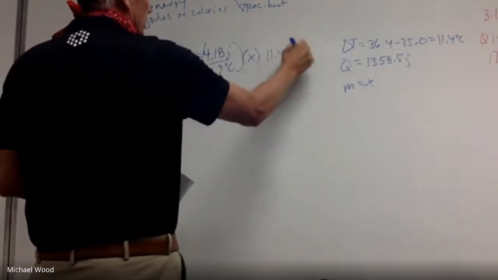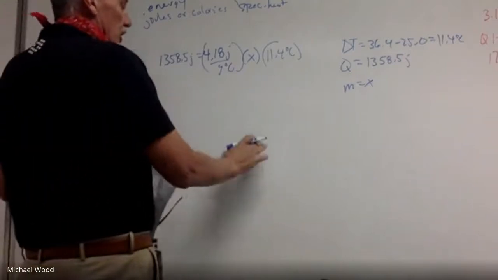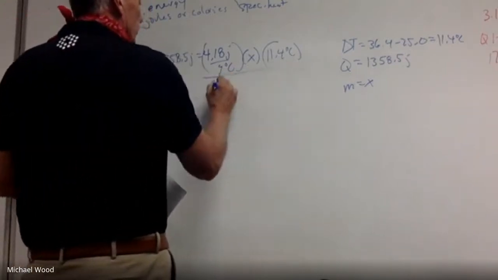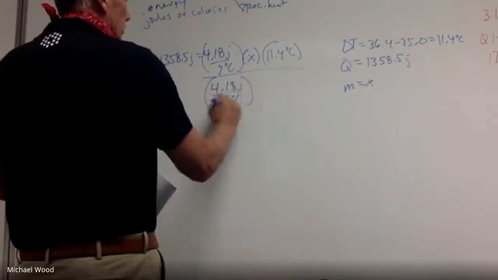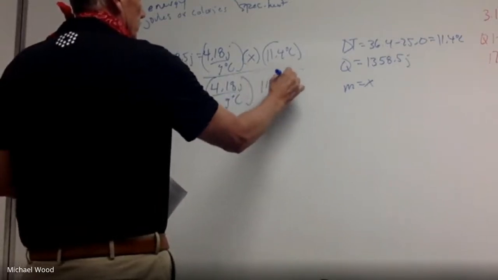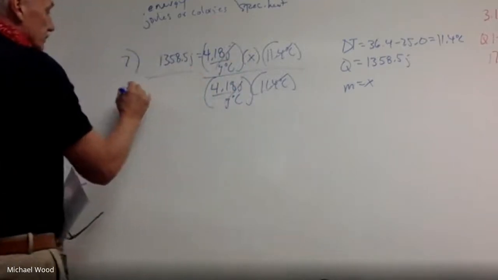So again, this is what I call plug and chug. I'm plugging everything in, and I solve for X, so I isolate X. That means I want to get X all by itself on one side of the equation. So I'm going to get rid of everything off of this side except for X.